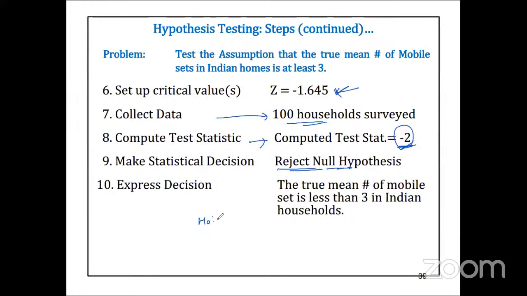What was my null hypothesis? Mu equal to 3. If you are rejecting the null hypothesis, it means you are supporting H1. So rejecting the null hypothesis means you are supporting the alternative hypothesis. Because this example was not from a recent year, the true mean number of mobile sets is less than 3 in Indian households. That was my conclusion. But if we perform the same exercise now, then the hypothesis is to be set as mu greater than 3.